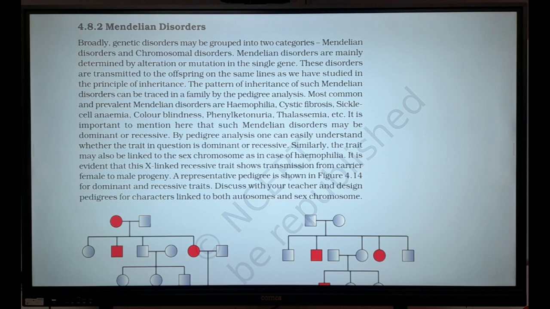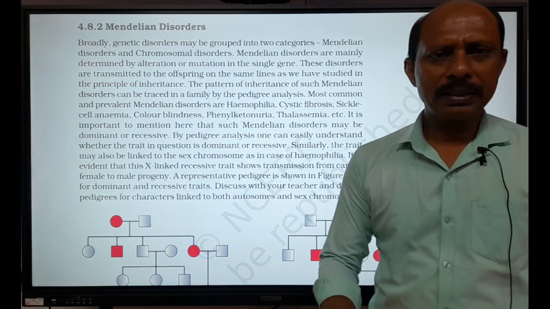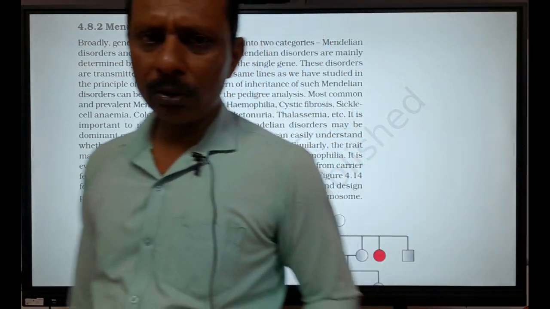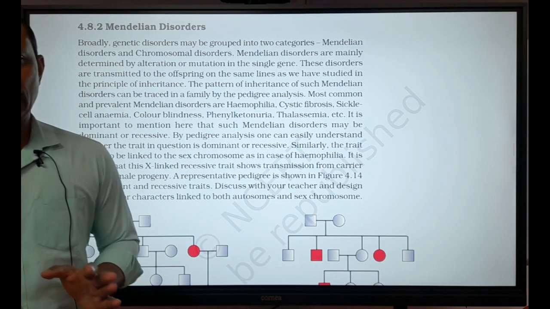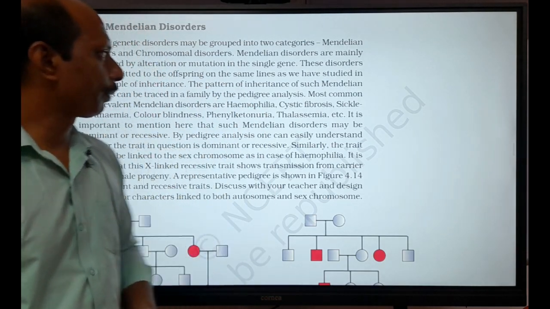Broadly, genetic disorders may be grouped into two categories. What two categories are there? The first one is called Mendelian disorders and the second is called chromosomal disorders. Mendelian disorders means they follow the Mendelian rule, right? Chromosomal disorders means there is some mutation, right?